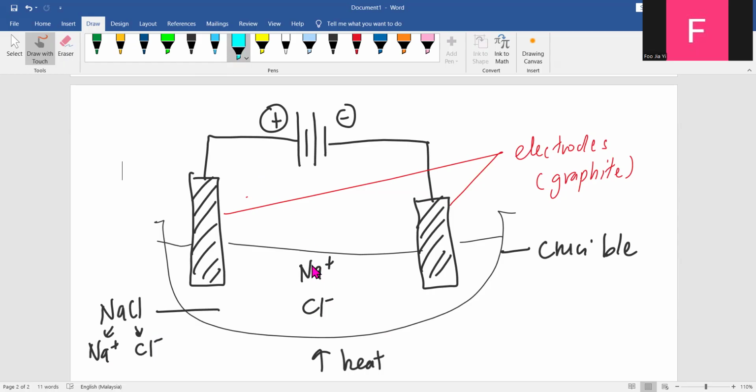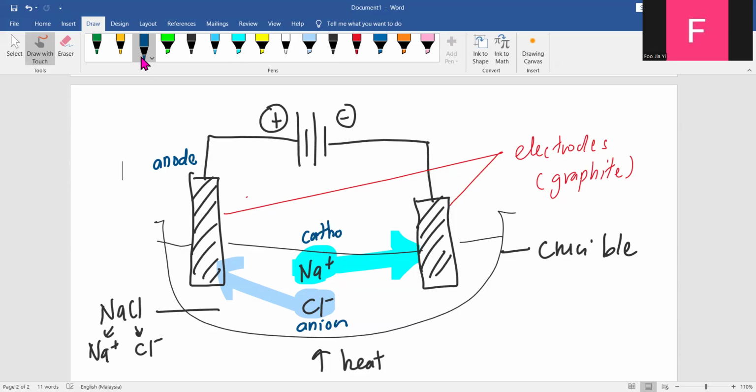Now, I want you to use your common sense. This is a positive ion. Will it be attracted to positive or negative? Negative. And chloride is negative, so it will be attracted to positive. A negative ion is called an anion, so an anion is attracted to an anode. A positive ion is called a cation, so a cation is attracted to the cathode. So cathode is the negative terminal, anode is the positive terminal. Can understand?